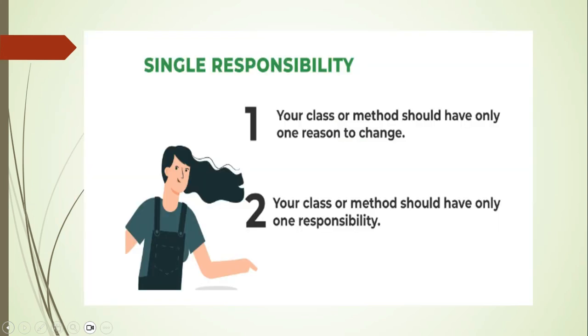There are two things you must remember while following the single responsibility principle. First, your class or method should have only one reason to change. This means if you are bringing some changes in your classes, there should be one reason. And the second point is that your class or method should have only one responsibility or purpose.